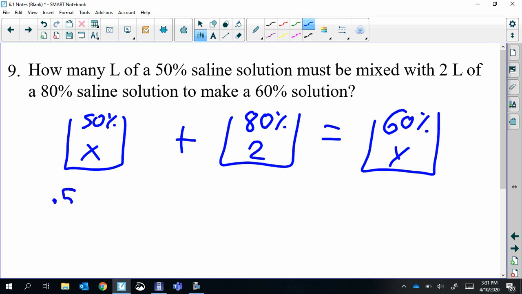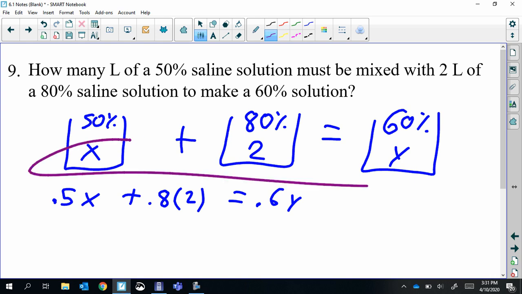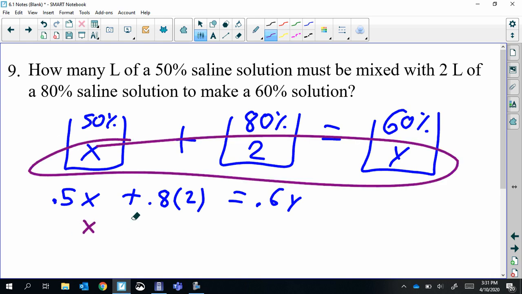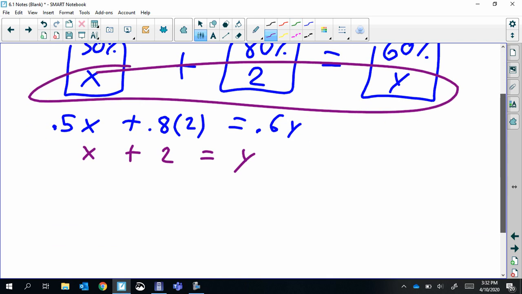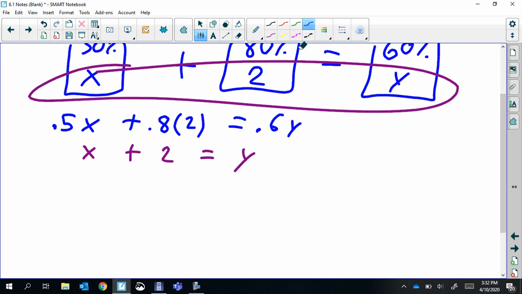All right, so our equations are 0.5x plus 0.8 times 2 equals 0.6 times y. And then our second equation is just from the bottom row there, x plus 2 equals y. Now this is not standard form, so we cannot just plug it into our calculator. You can either rewrite it, or this is actually really pretty simple to do substitution, so that's what I would choose. It's even easier than letting the calculator work, I think. We're just plugging in x plus 2 in place of the y.